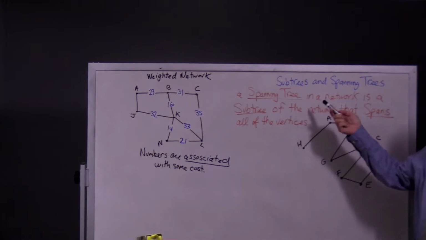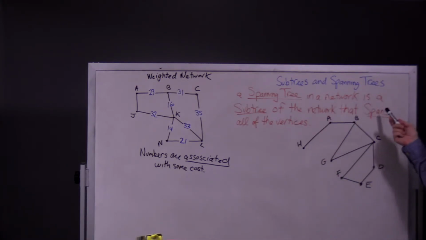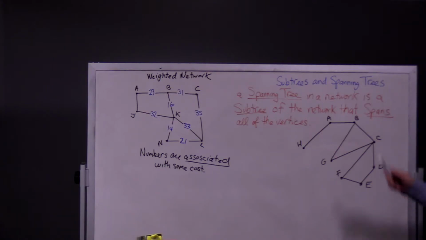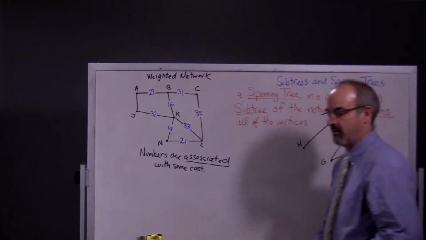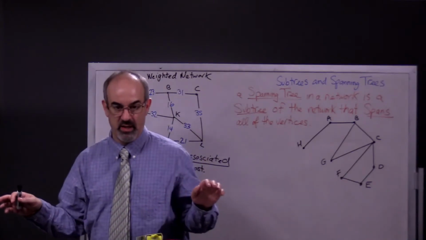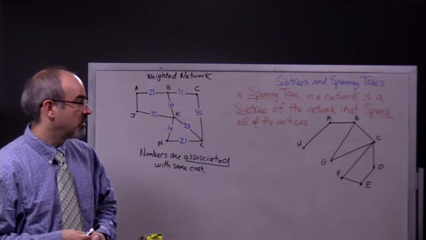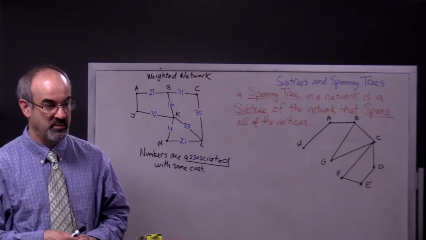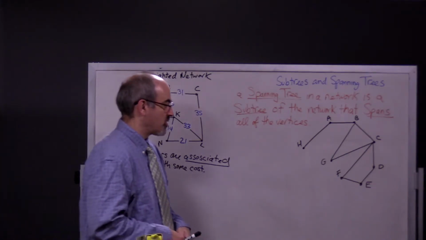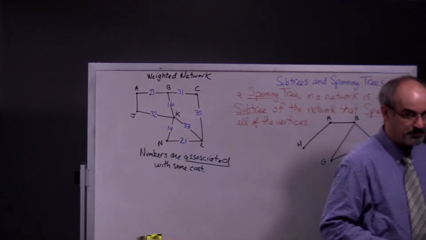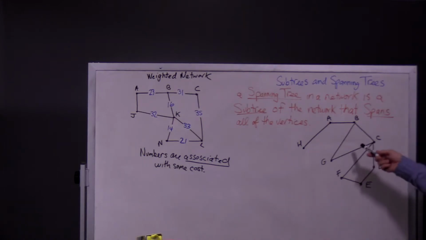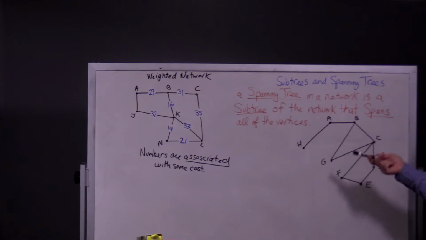Okay, so a spanning tree in a network is a subtree of the network that spans all of the vertices. Spanning all of the vertices means that there's going to be an edge connecting all the vertices together. So if you look at this network here, this is a network because it's a connected graph, but it's not a tree because there's circuits.